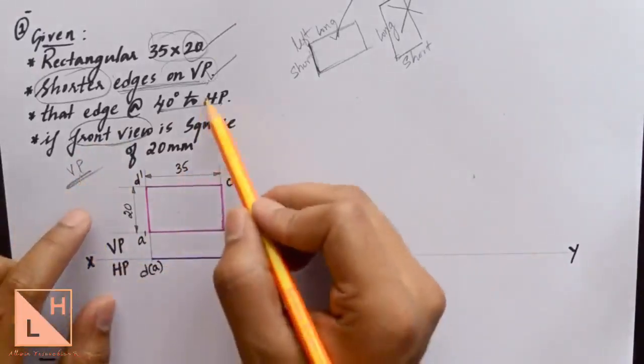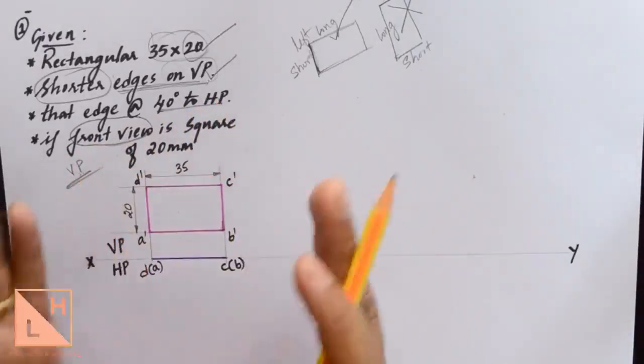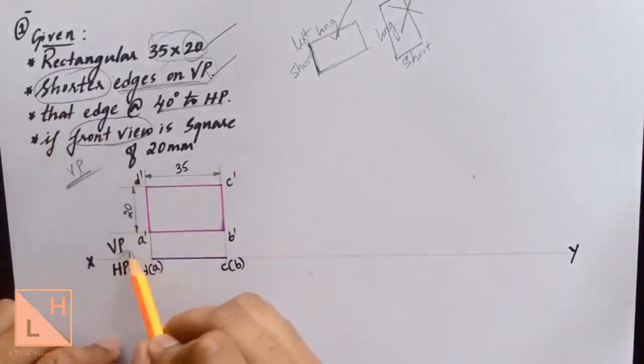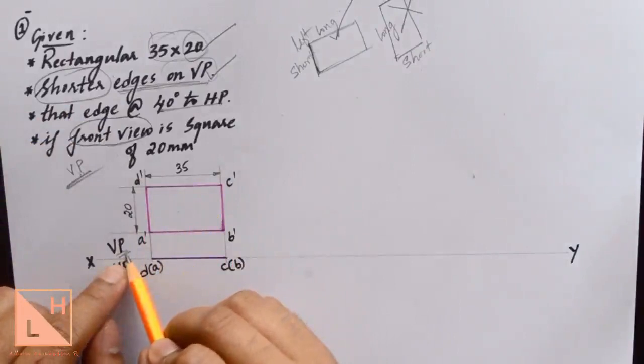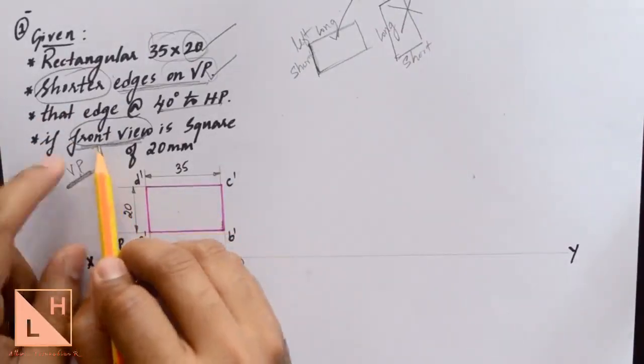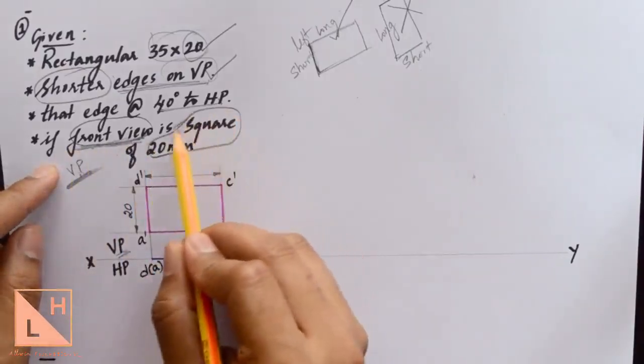So now let us see which condition to take first. We have conditions with HP and VP. According to the drawing we have done in the first position, we have drawn the plane figure on VP. So take the condition with respect to VP first. See what condition is given in the front view. It says that the front view is going to look like a square of 20 millimeters.